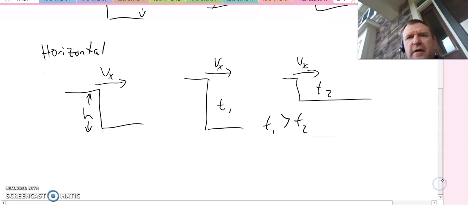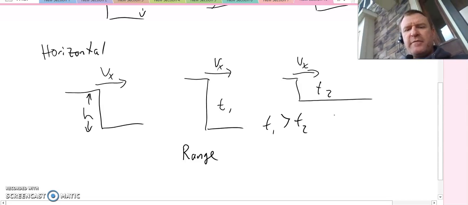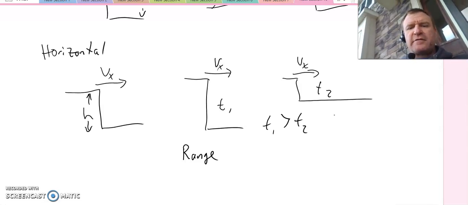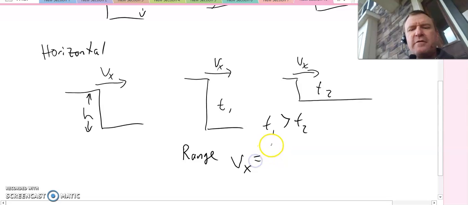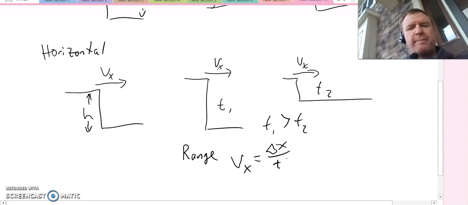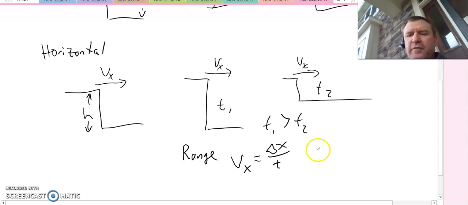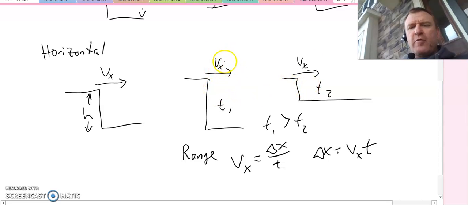If we look at range, in other words, the horizontal distance it travels before it hits, that is all in the x direction. If you remember, there's no acceleration in the x direction, so really the only equation we're ever going to use in the x direction is v equals delta x over t, and that's true for any projectile. But right now we're talking about horizontal. So if we look at the range, delta x is that horizontal velocity times time. So in these two cases, if they have the same horizontal velocity, whichever one has a bigger time is going to go farther. Okay, so that's the range.